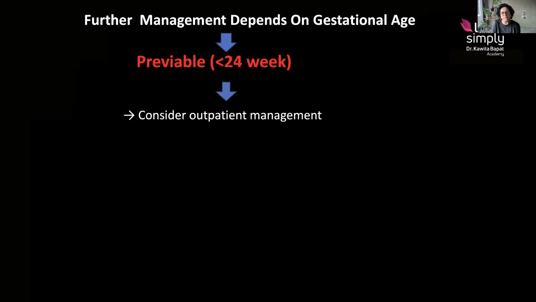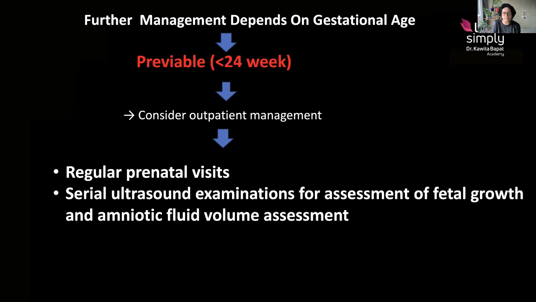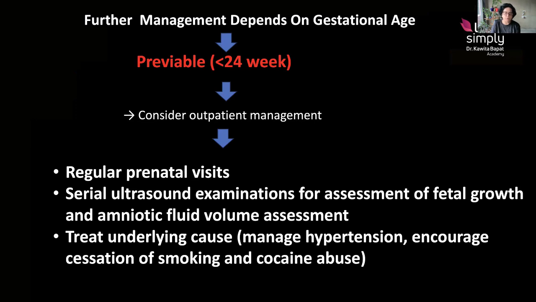Then if previable, less than 24 weeks, consider outpatient management, regular prenatal visits, serial ultrasound examination, and amniotic fluid volume assessment. Treat the underlying cause, manage hypertension, encourage cessation of smoking and cocaine abuse.